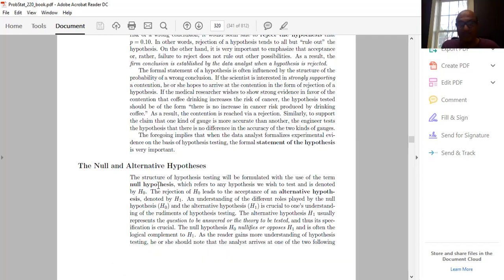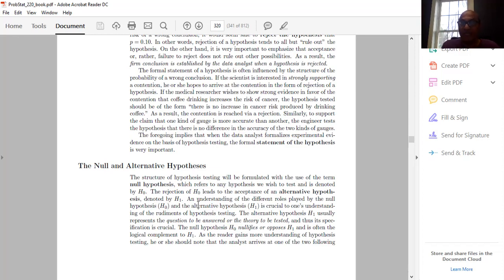Given the structure, hypothesis testing will be formulated with the use of the term null hypothesis, which refers to any hypothesis we wish to test and is denoted by H0. The rejection of H0 leads to the acceptance of the alternating hypothesis H1. And the alternating hypothesis H1 usually represents the question to be answered or the theory to be tested, and thus its specification is crucial.